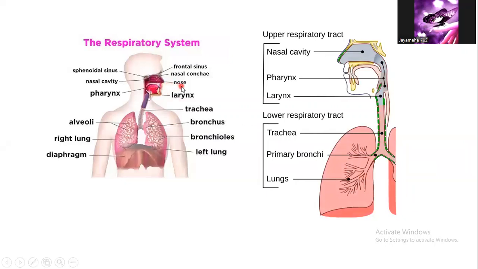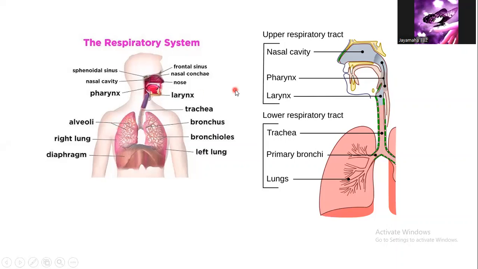Here you all can see that it starts from the nose, and this is the nasal cavity. This is the pharynx. This part is called the larynx, and this is the trachea. This trachea ends with the bronchus. There are two bronchus, the right and the left bronchus. These bronchus further divide into bronchioles. At the terminal part of the bronchioles, there are alveoli.